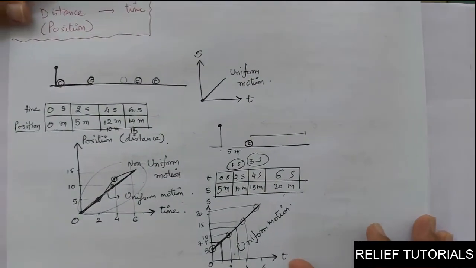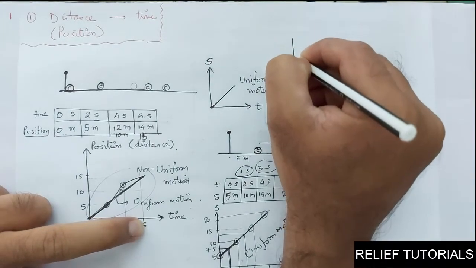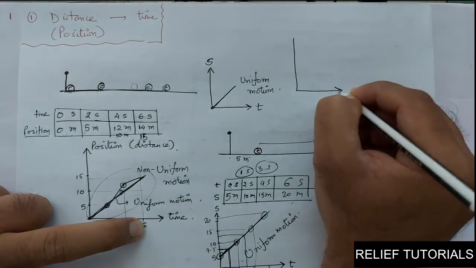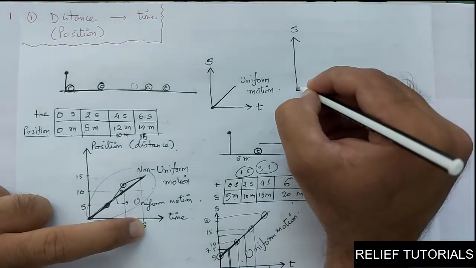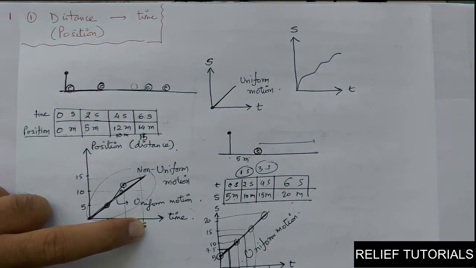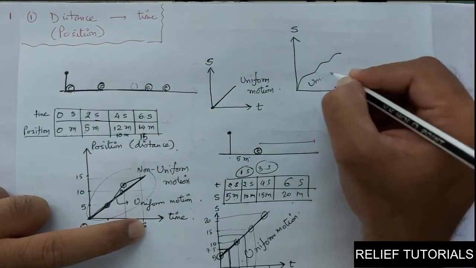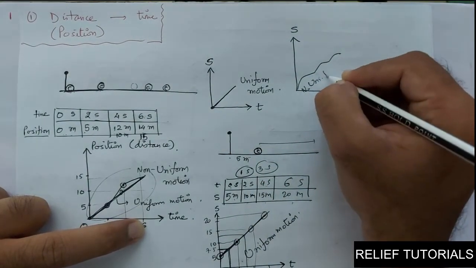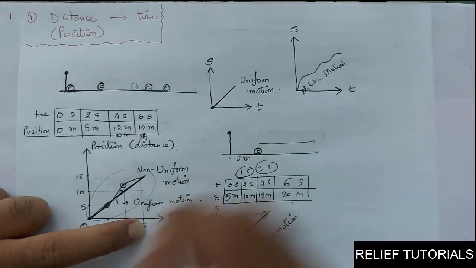Okay. For example, if I ask you again, what can you say about the type of motion if the distance versus time graph is like this? Irregular graph. So for an irregular graph, you can say it is nothing but non-uniform motion.